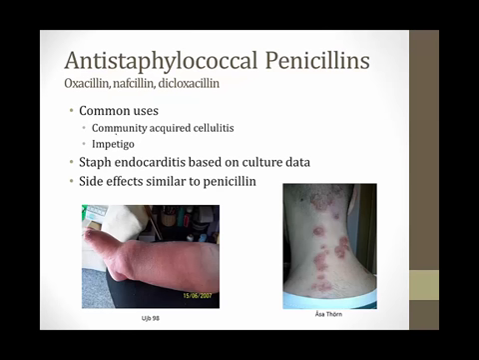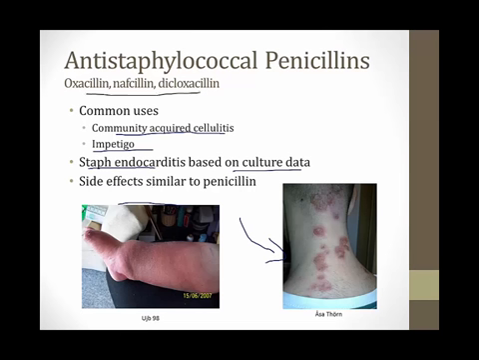They're often used to treat community-acquired cellulitis. This is a picture of a leg with cellulitis shown on the screen. They're also used to treat impetigo, which is a skin infection that occurs in children and causes honey-crusted lesions on the skin. It's caused by Staph aureus. They're also sometimes used to treat staph endocarditis based on culture data. You would never use these drugs as initial therapy in someone who presents with endocarditis, but once you identify the bacteria, if it's sensitive to these drugs, you will sometimes switch to one of these agents.